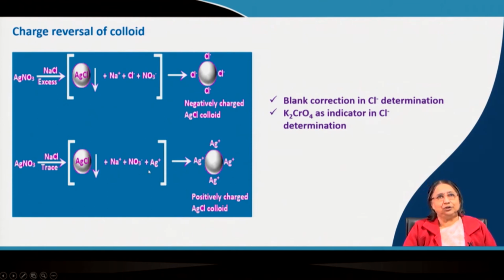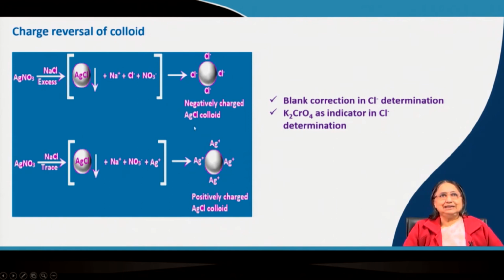So, who will adsorb onto it? Here silver is the family member. So, Ag+ will be adsorbed onto it, although it has a positive charge. So, now you will get a positively charged colloid. It is the same silver chloride in both cases, but in one case, because chloride is in excess, it is stabilized by chloride ion, and in this case, because silver is in excess, it is stabilized by silver ion.